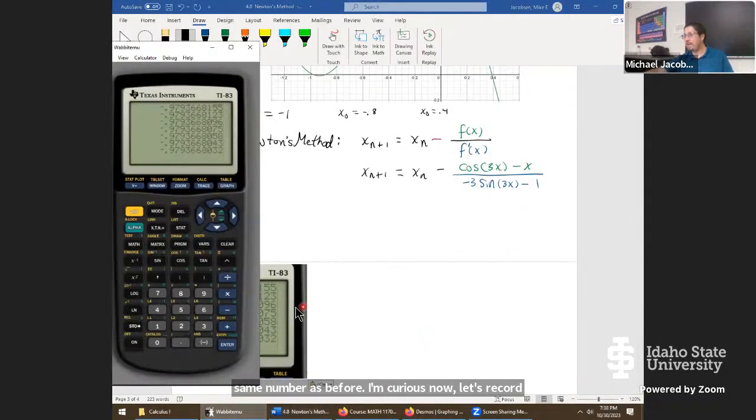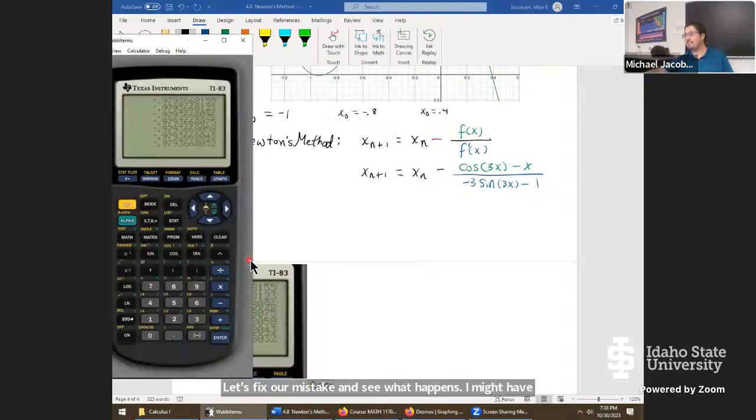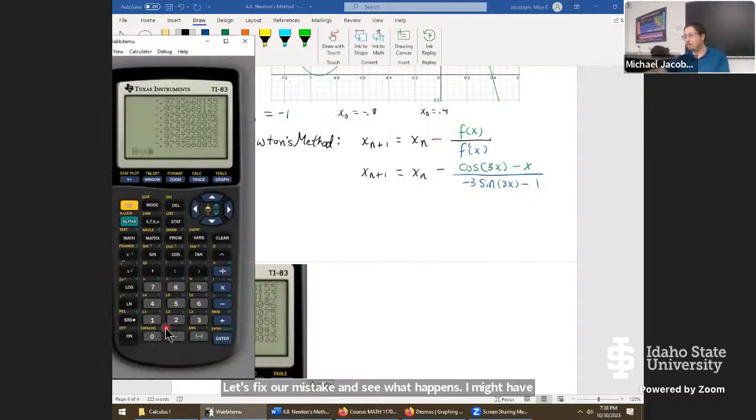Let's fix our mistake and see what happens. That might have been a mathematical miracle of some kind, but let's try this out again. I'll start with a -1. I don't necessarily want to type this out again, so hit second, enter to refer to the prior entry. Do it again. And there's our prior entry. So that saves loads and loads of time.